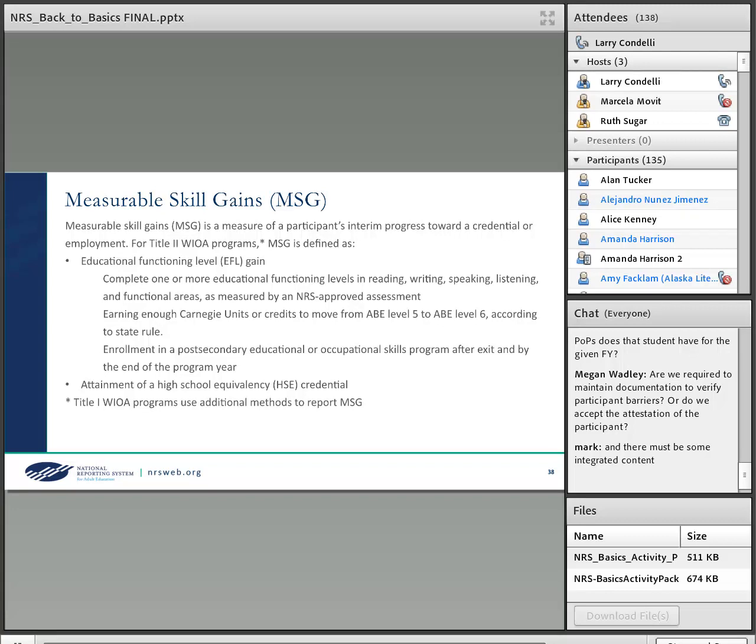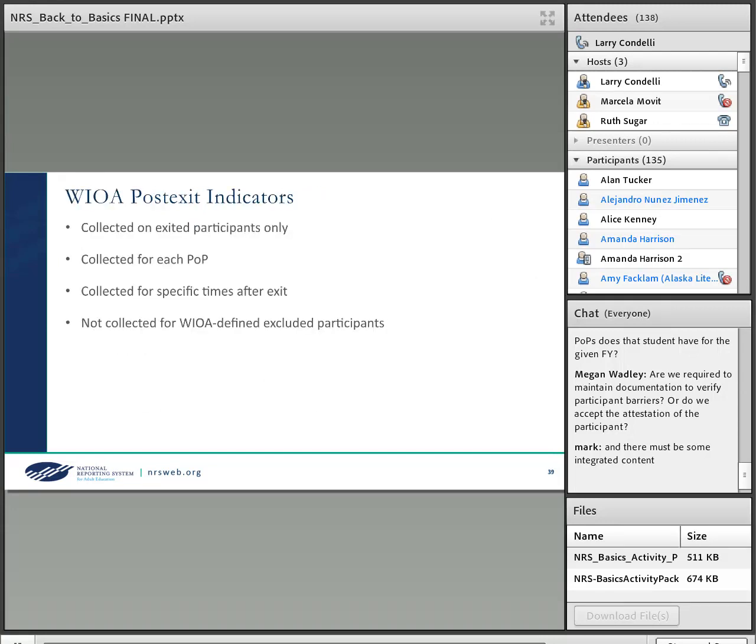Getting a high school credential is the second way to get an MSG. So if a participant comes in, gets their GED or HiSET or whatever test you have, or a state-recognized secondary credential, that can count also as an MSG. There are some additional ways that Title I uses to measure MSG. At the moment, adult ed does not follow all of those methods, but that may change in the future. I won't get into that now, but there are some other methods that right now we don't use, but that may change. So that's MSG.